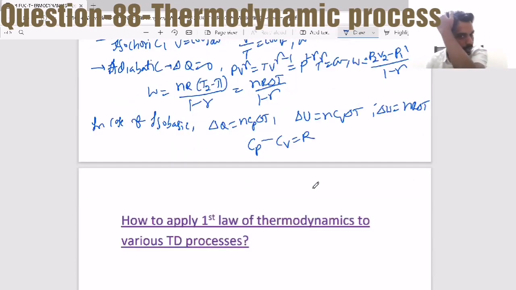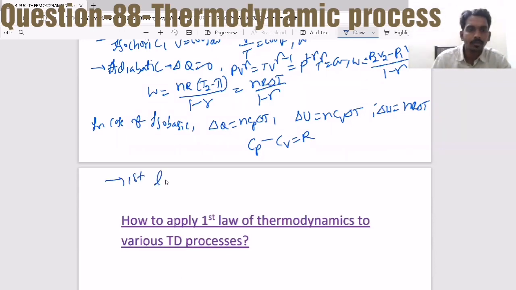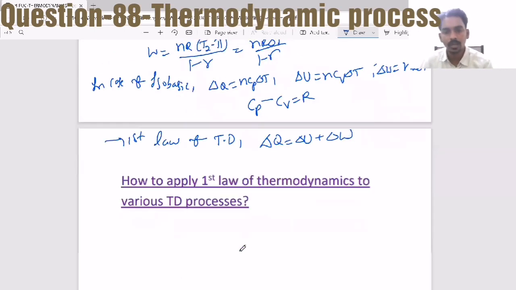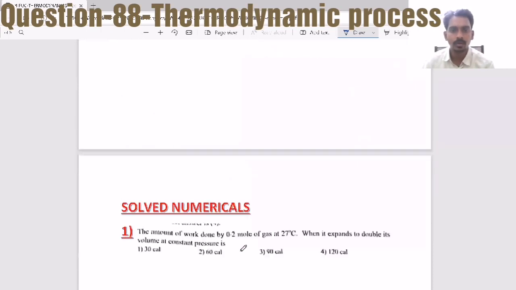R. Because here there is a law, the first law of thermodynamics. What is the first law of thermodynamics? In every process delta Q equals delta U plus delta W with proper sign convention. So in the above equation, if you substitute delta Q, delta U, delta W, then you will get Cp minus Cv equals R. Now, this first law of thermodynamics you can apply to every process.